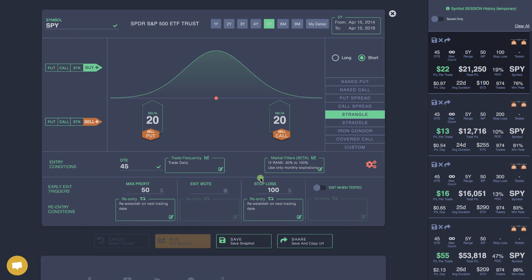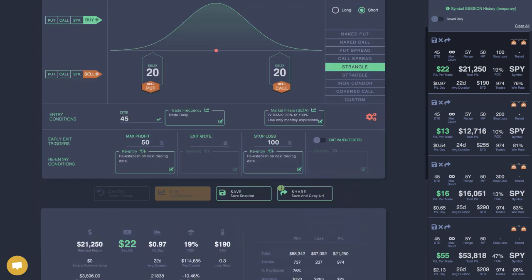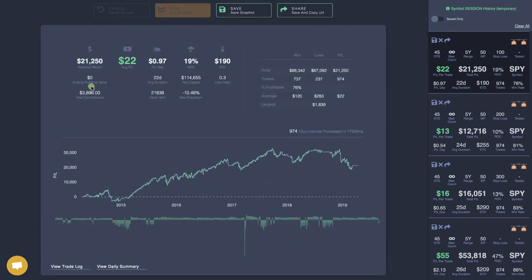The first one we're looking at is using a stop loss of 100% or 1x the initial credit. So if your max profit on a trade when you enter is $1,000, then we're saying you're going to close the trade when you get to a point of being down $1,000. Okay, so 100% stop loss. Let's take a look at what that looks like.